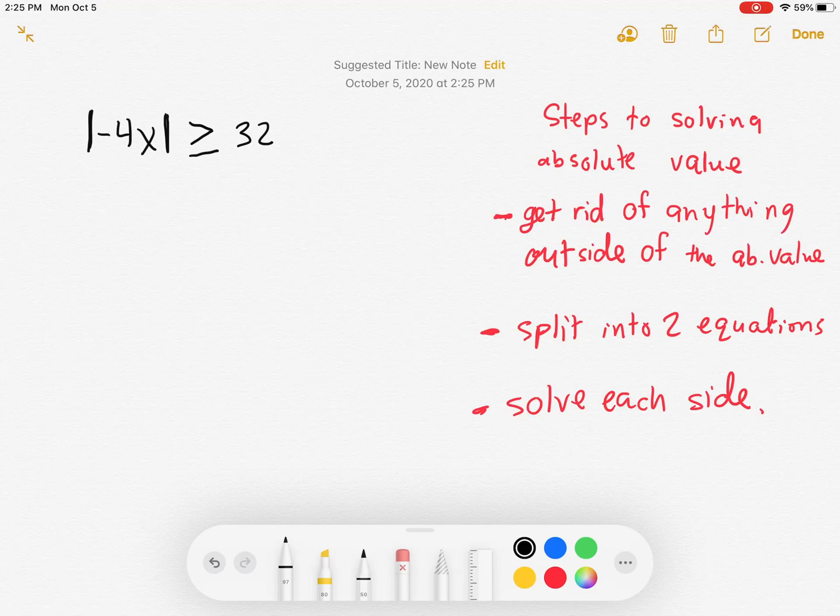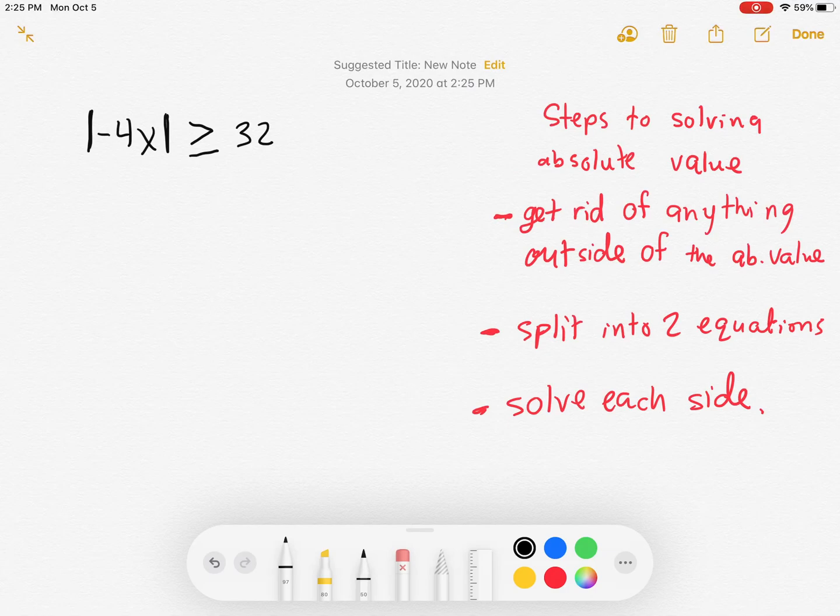Then you split into two equations. Remember, one of them is positive, one of them is negative. Solve each side is the last step. So let's go ahead and talk our way through solving absolute value inequalities. You'll notice the steps are the exact same, okay? So the first thing we've got to do is get rid of anything outside the absolute value.